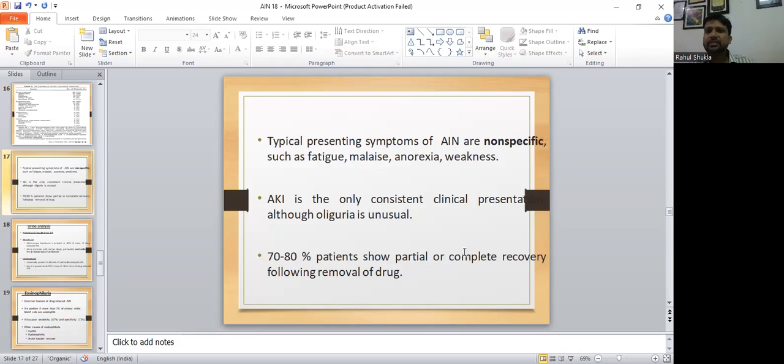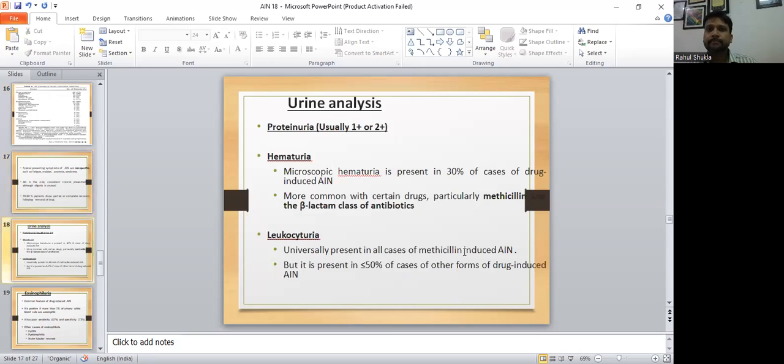So typical presentations are fatigue, malaise, anorexia, and weakness. AKI is the only consistent clinical feature, but oliguria is less common. Around 70 to 85% of patients recover partially or completely after stopping the drug.